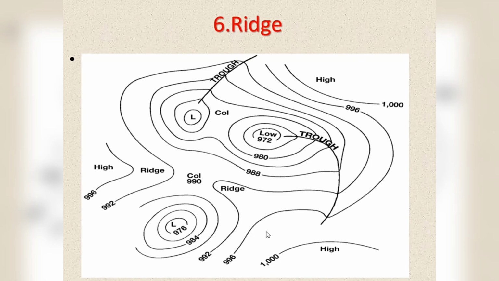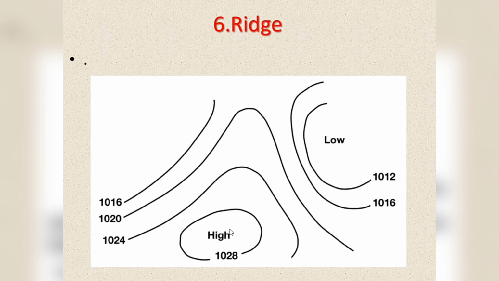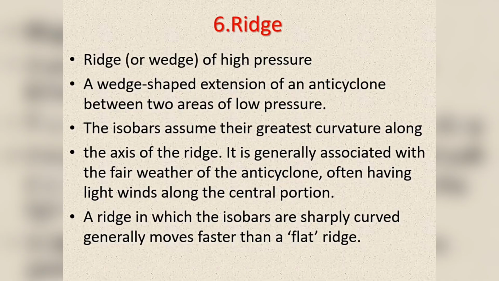Pressure is slowly 996, 992, and it is going over. This is called the ridge. High pressure jetting into low pressure areas is known as the ridge. So a ridge or a wedge of high pressure is a wedge-shaped extension of an anticyclone between two areas of low pressure. Isobars have greatest curvature along the axis of the ridge, and it is generally associated with the fair weather of the anticyclone, often having light winds.